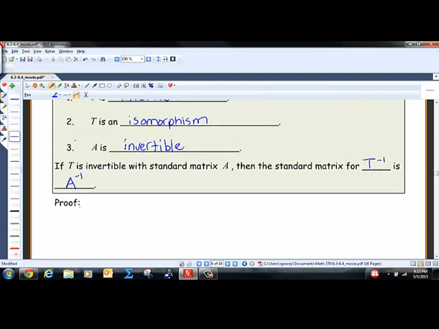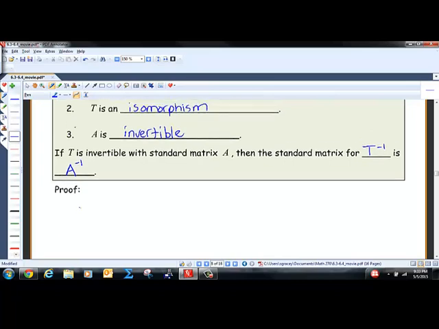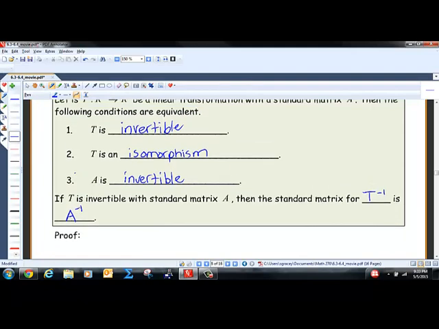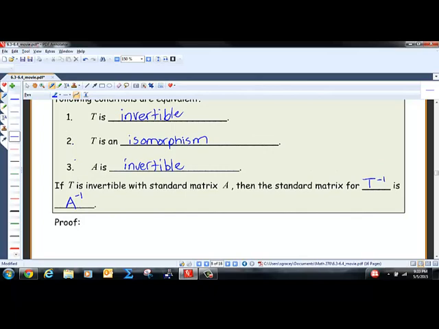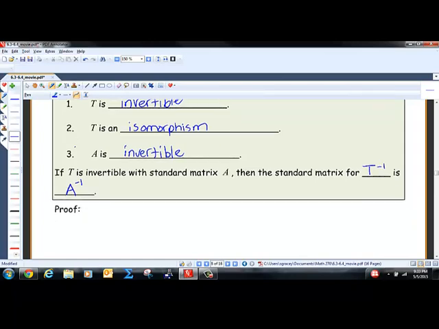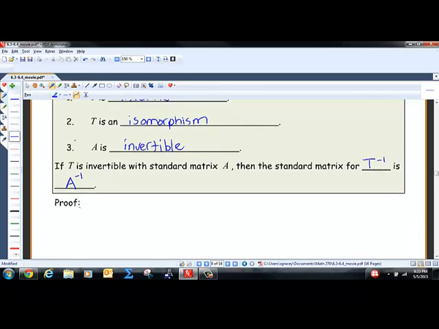So let's look at the proof. So we'll do how 1 implies 2, and then how 2 implies 1. This is the game plan. And then we'll do the last condition, to show that 2 and 3 are equivalent. And then finally, we will do the last statement. So here we go.